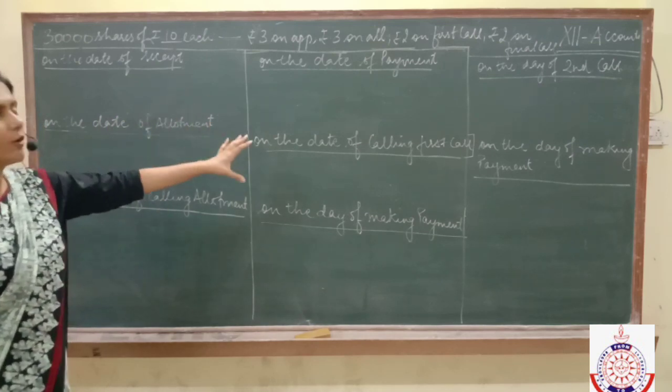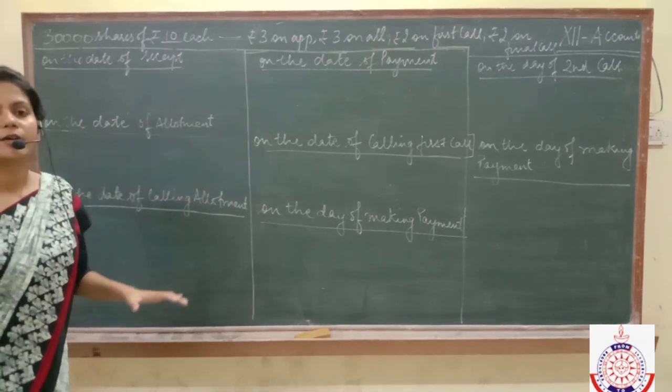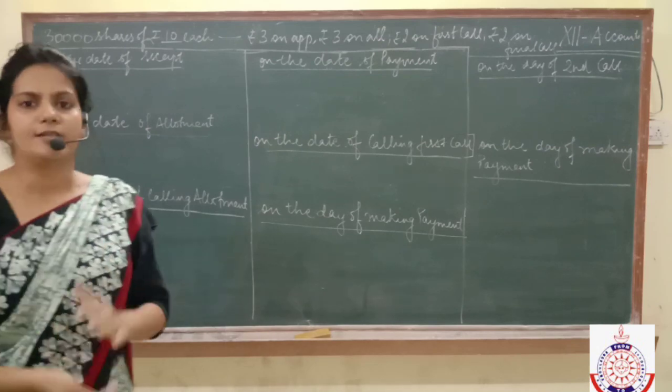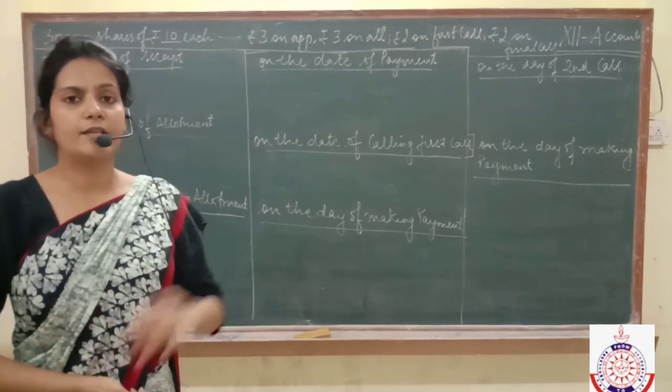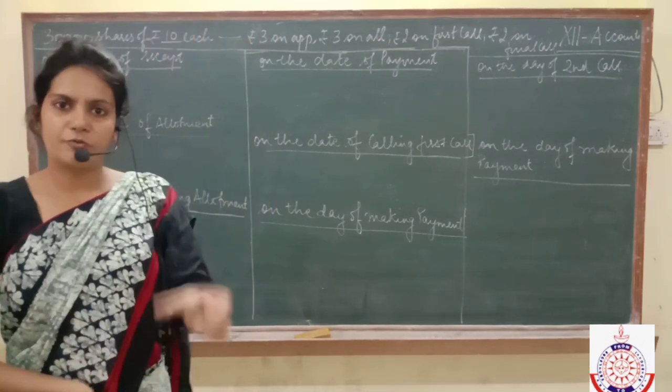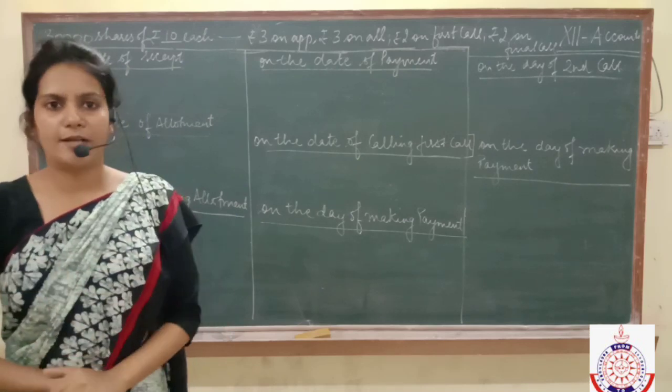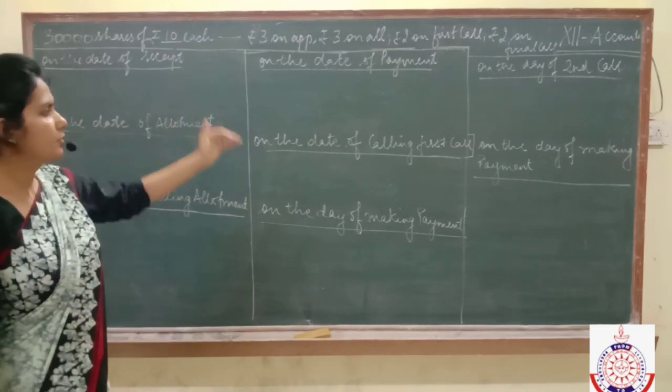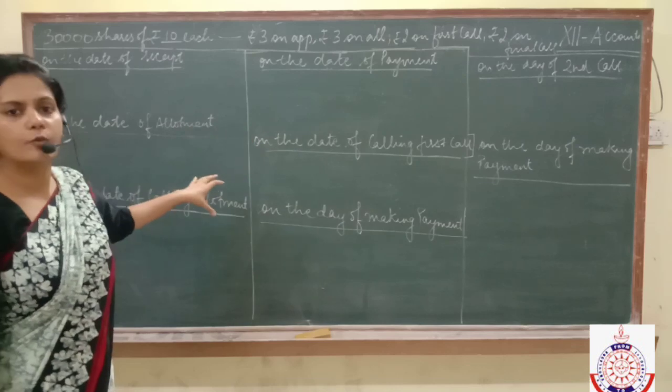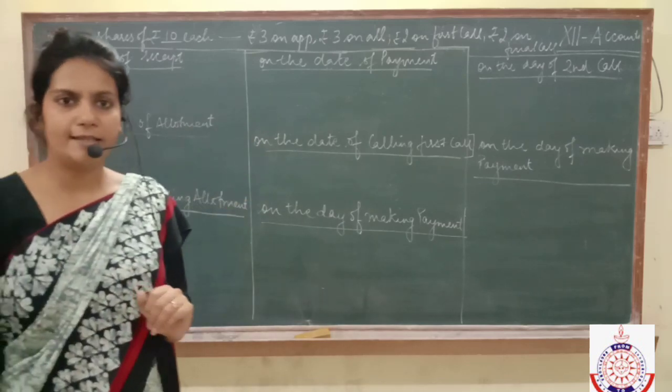You don't have to make the format the way I have made on the board, rather you have to make the format of a journal like you did in class 11: date, particulars, ledger folio, debit amount, credit amount, that way. Just to make you understand the concept, I have written some headings over there. You don't have to mention these headings like that.